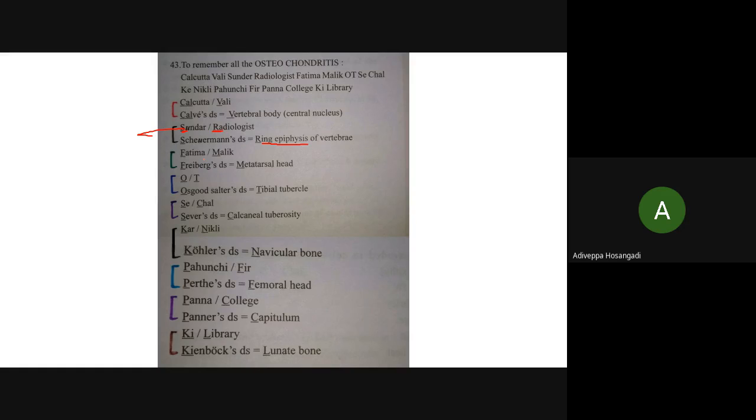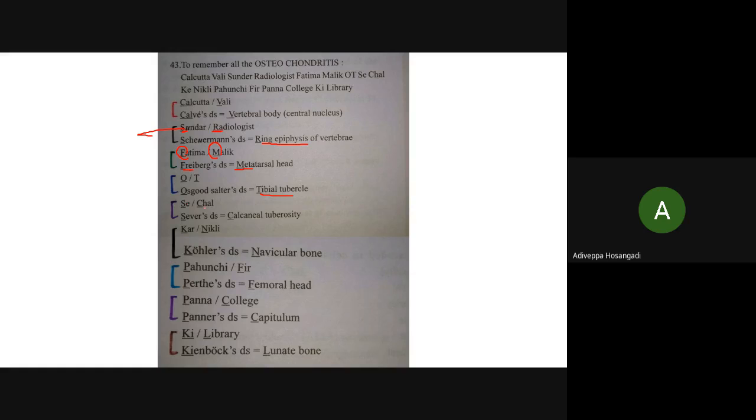Okay, at least a few you will remember, then with a little scratching of your head you will remember more. Fatima Malik: Freiberg disease in the metatarsal head. Freiberg disease, M for metatarsal head. Similarly, Osgood, O for Osgood, T for tibial tubercle.